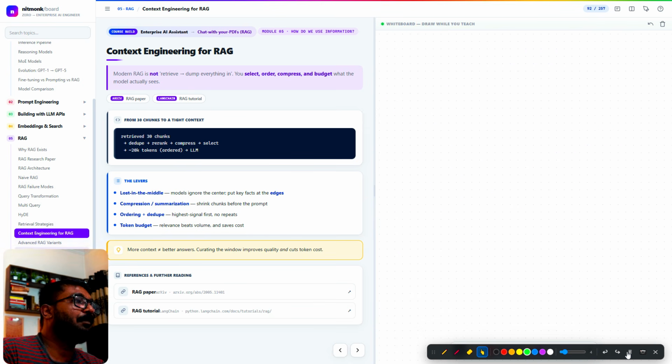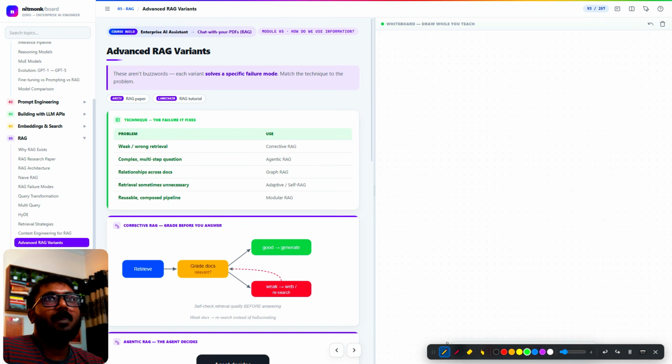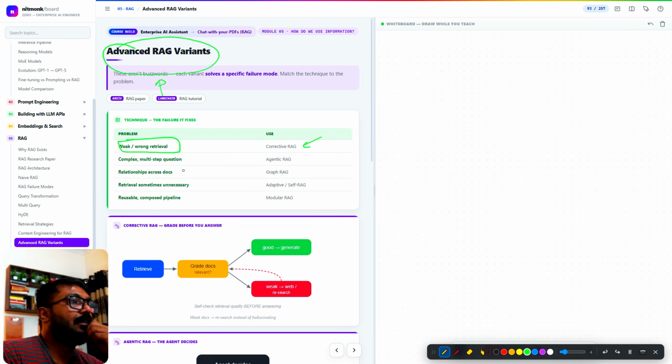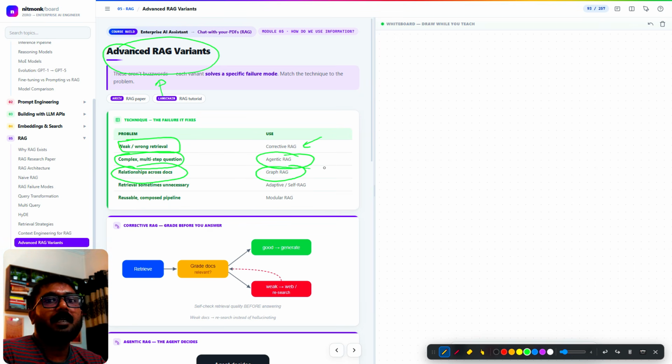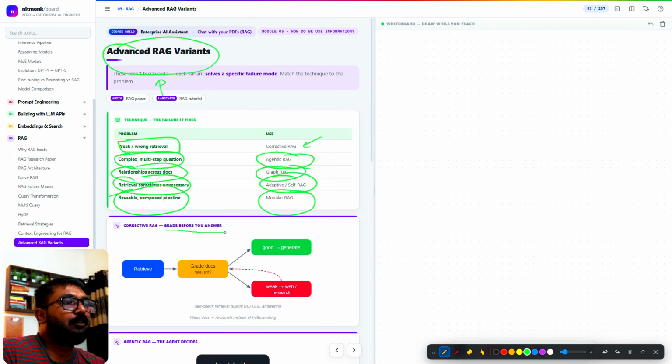It's context engineering about how better you can make the context in terms of token cost, latency, and hallucination. The advanced RAG variants, these are the buzzwords. Weak and wrong retrieval, that is corrective RAG. When weak and wrong retrieval happens, you do corrective RAG. There is a complex multi-step question, then you do agentic RAG, meaning the agent decides when the answer is complete. Reasoning across docs, you do graph RAG. It's about figuring out the entities in the documents and then building on them. Retrieval sometimes unnecessary, adaptive or self RAG. Reusable composite RAG, that is modular RAG.